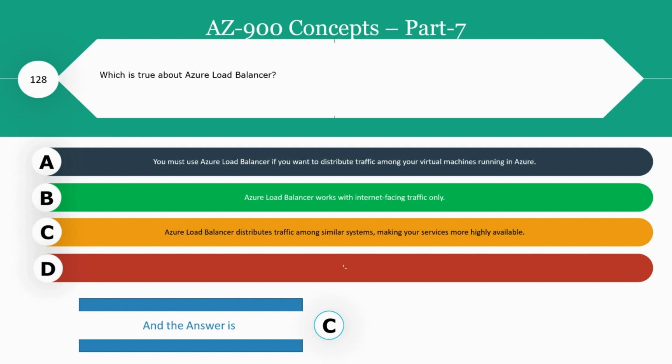Load balancer also takes care of internal traffic communication, and so B is not the correct answer. It not only regulates traffic between the VMs, but also with other services and systems. And so option A is the correct answer. Sorry, option C is the correct answer.